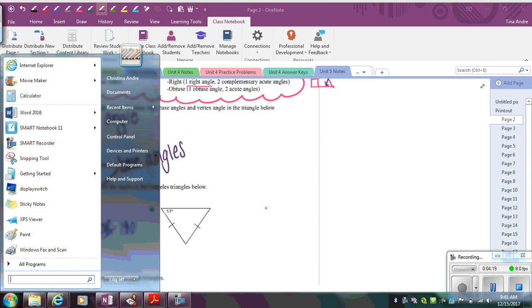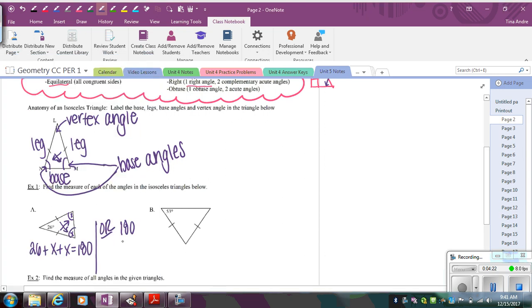I could take 180, subtract off my 26, and I get 154, which means I have 154 degrees to split evenly between the two congruent base angles. If I divide that by 2, that gives me 77. So each of these values down here has to be 77. If you solved the equation, you would get the same answer, so either way is acceptable for work and for setting it up. Looking at the next one, again an isosceles triangle, the two angles across from those sides are congruent.